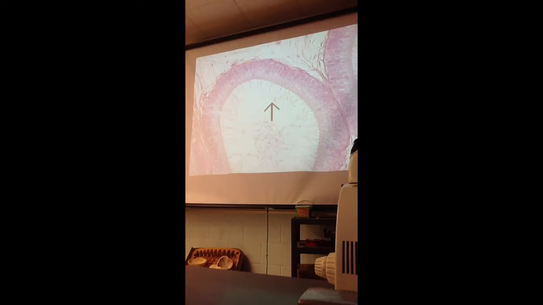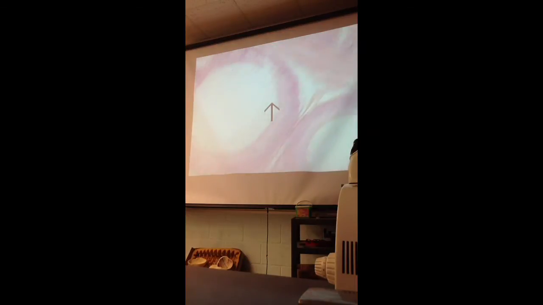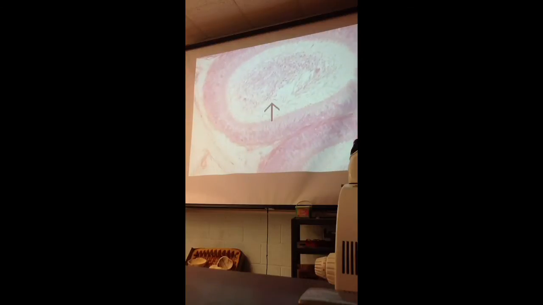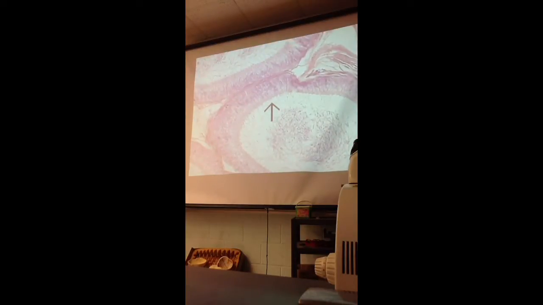Pseudostratified columnar cells, stereocilia. This is the best way to identify that this is epididymis. And again in the lumen, you might find some sperms. Here you are able to see lots of sperms in the lumen. And all these stereocilia will help in propulsion of the sperms. Any questions on this slide?